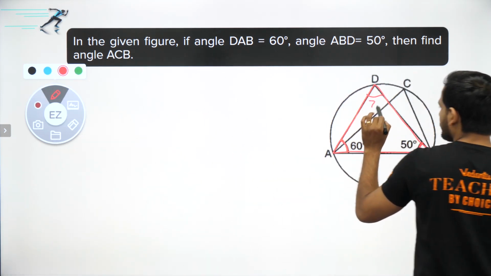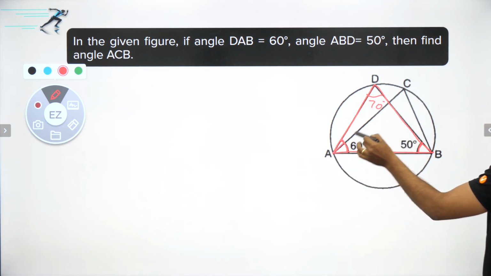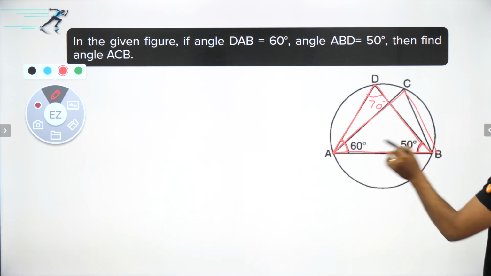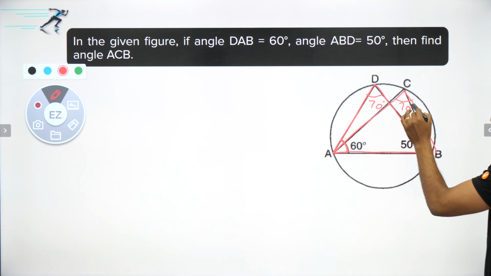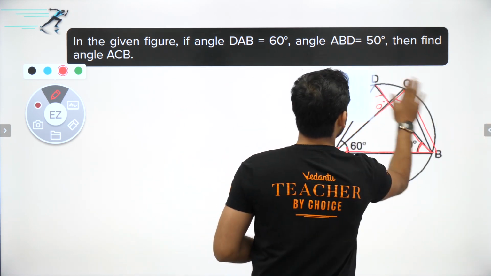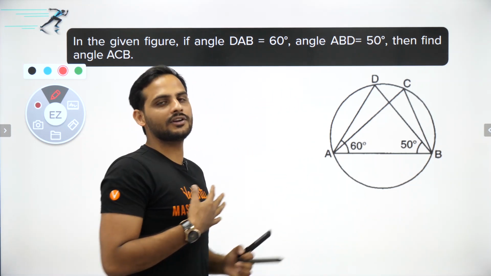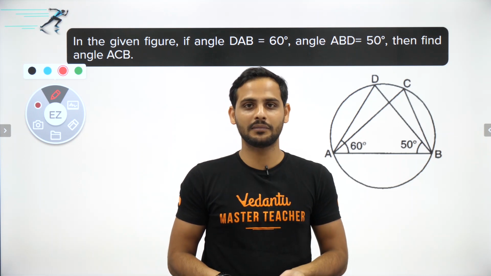So bacho, this angle is 70 degree, now AB is the chord and ACB and ADB both are angles in the same segment, so both should be equal to 70 degree. Understood? So the questions are very easy. Those who had a fear, whatever fear you had keeping for this chapter, that's a pseudo fear, bachon. The chapter is very easy, I'm telling you.